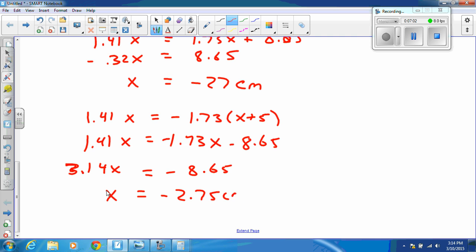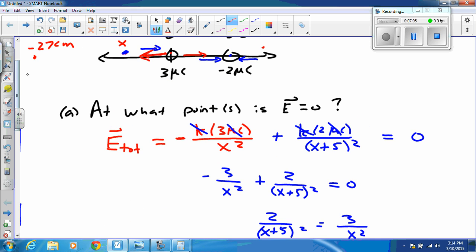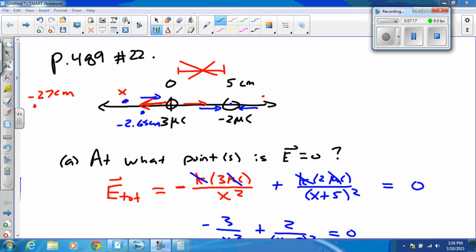And x is equal to negative 2.75 centimeters. And this point is much closer to the positive 3 microcoulomb charge. I'm sorry, I mislabeled that just a little bit. Should be negative 2.75 centimeters. So we have 2 points where our field is equal to 0.